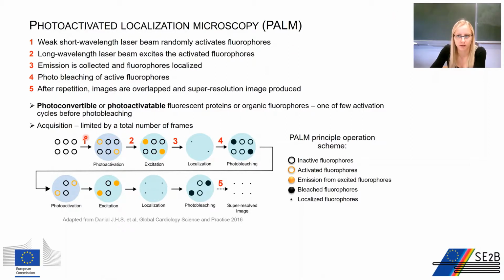In PALM, a weak short wavelength laser beam randomly activates inactive fluorophores, and then another longer wavelength higher intensity beam is used to excite these activated fluorophores, and the emission is then collected, and the positions of fluorophores are precisely located. The next step is to photobleach these localized fluorophores, and such a cycle is repeated: photoactivation, excitation, localization, and photobleaching. And then the images of localized fluorophores are overlapped with the other images until the super resolution image is complete.